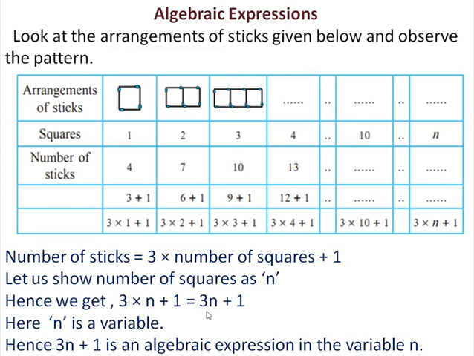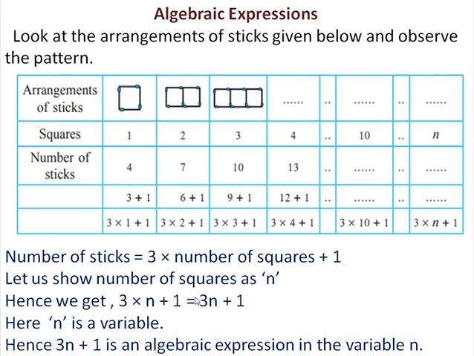Now, what is n here? n is a variable. Why are we calling it a variable? Because it varies. It varies according to the numbers. In every case, the value of n is different. In the first case, n is 1, here n is 2, here n is 3, here n is 4 and so on. Hence, as the value of n is changing, we write it as a variable.